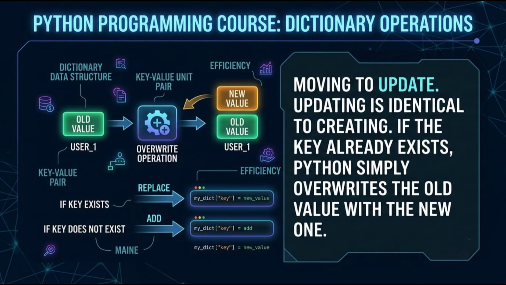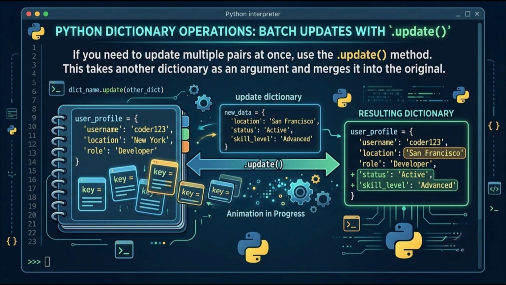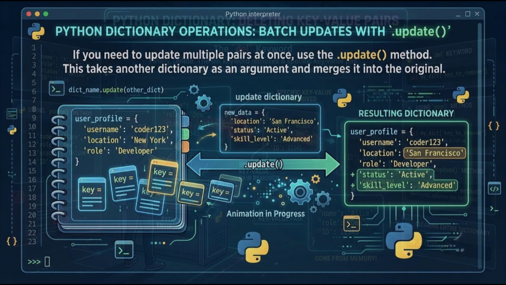Moving to update. Updating is identical to creating. If the key already exists, Python simply overwrites the old value with the new one. If you need to update multiple pairs at once, use the .update method. This takes another dictionary as an argument and merges it into the original.